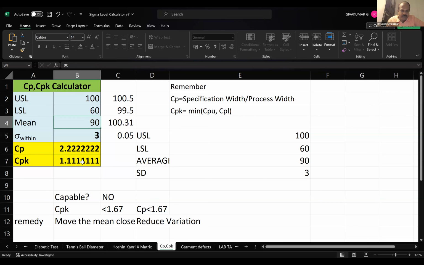Now imagine, let me shift the mean. Let me say the mean is shifted to 65.